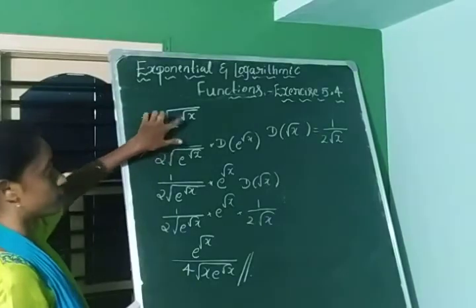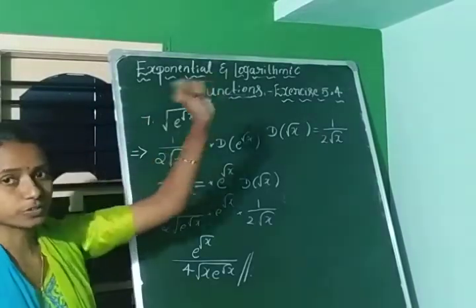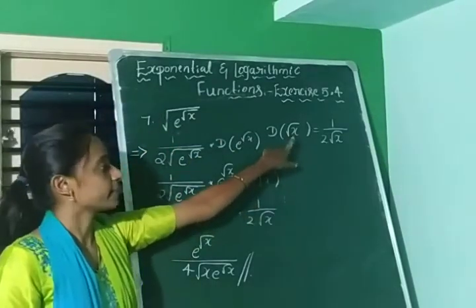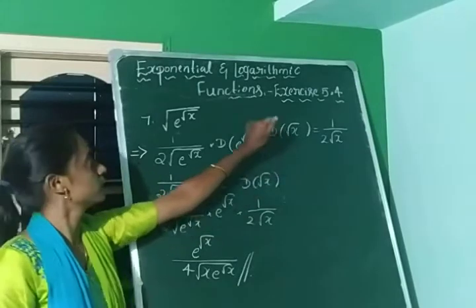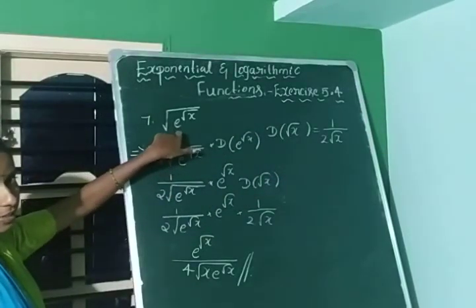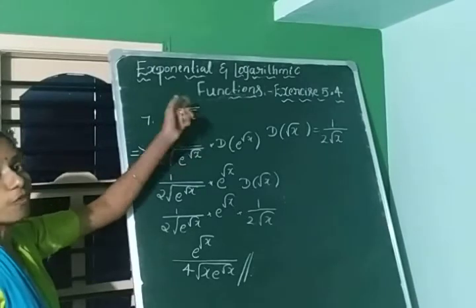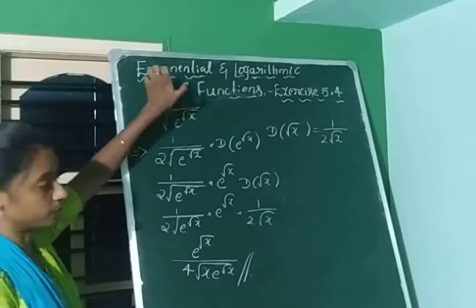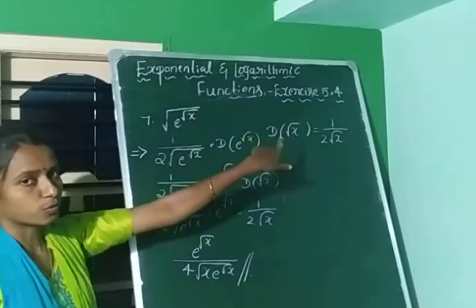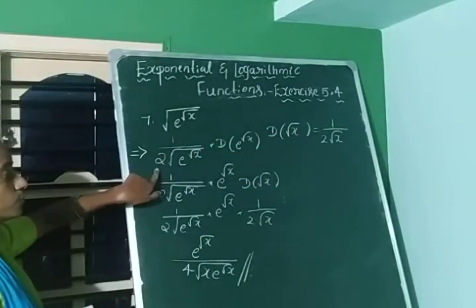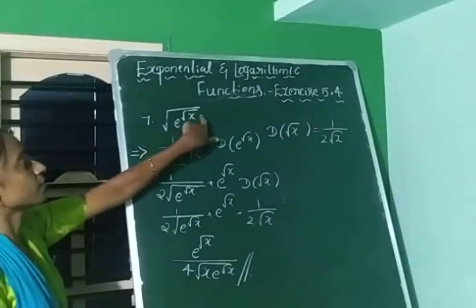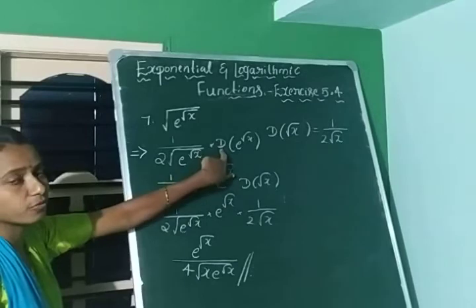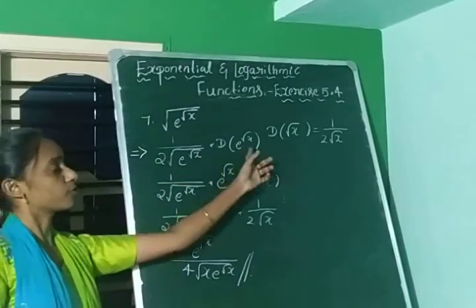Root of e power root x is there. You can consider this as one composite function. Why? Because root of x means you can write it directly with the help of the derivative of root x. So here exponential is there. Again the power of exponential is one more derivative term. So in that case you can consider this as a composite function. Now root x derivative is 1 over 2 root x. 1 over 2 root x is nothing but this inner function. Therefore root e power root x into derivative of this inner function e power root x.